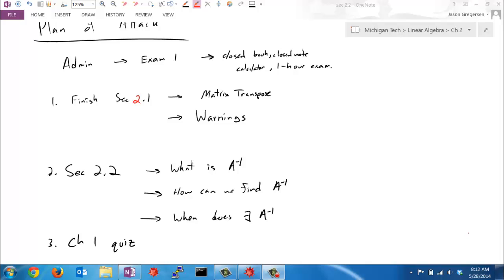Okay, so we'll finish up 2.1, then we'll get into 2.2. As we get into 2.2, the topic's going to be what is this inverse matrix thing, how can we find it, and when does it actually exist? And as I talked about last time, we'll do a chapter 1 quiz at the end of class today.